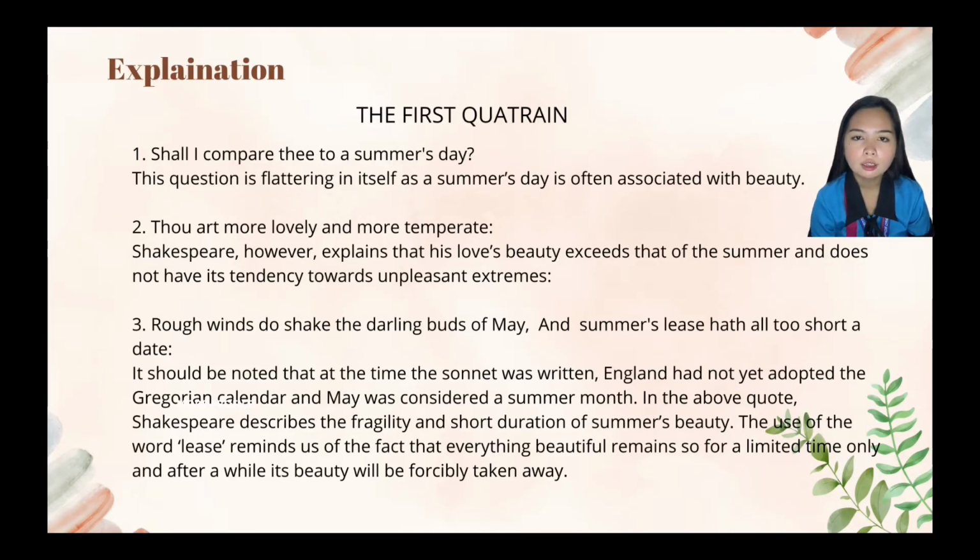Next, the explanation, line by line, of the poem. First quatrain. "Shall I compare thee to a summer's day?" This question is flattering in itself, as a summer's day is often associated with beauty. "Thou art more lovely and more temperate." Shakespeare, however, explains that his love's beauty exceeds that of the summer and does not have its tendency towards unpleasant extremes.